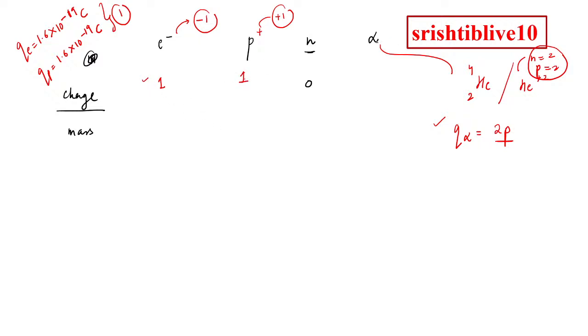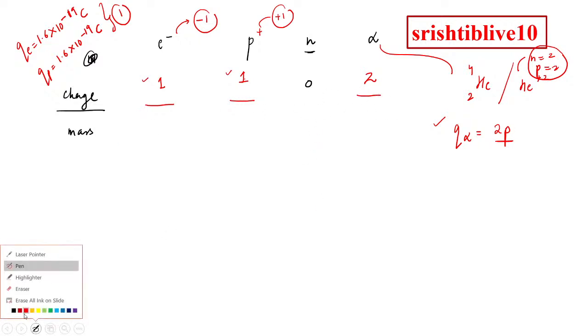What about the charge of alpha particles now? Since we have 2 protons over here, the charge is coming from protons. The charge of 1 proton is 1, so the charge of 2 protons will be 2. Then we divide by mass. For the neutron we don't have to do anything, because 0 upon something will give you 0 only.